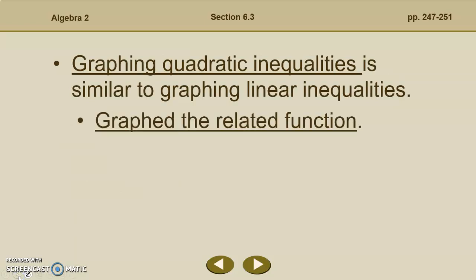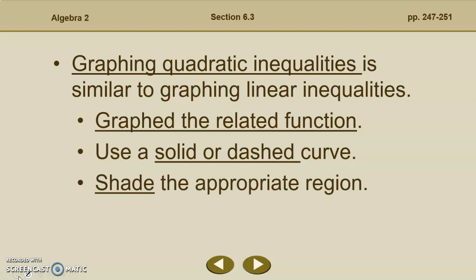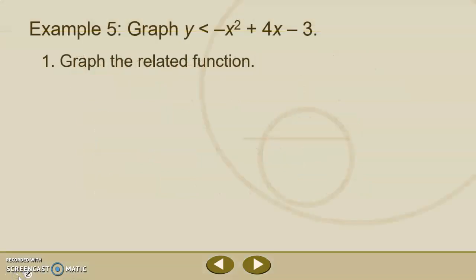First, we're going to graph the related function, so we're going to graph it as if it were an equal sign. Then we'll use either a solid or a dashed curve. We'll use solid if it's greater than or equal to, less than or equal to, and we'll use dashed if it's just greater than or less than. And then we'll shade the appropriate region, above the curve or below the curve. Above the curve if it's greater, and below the curve if it's less.